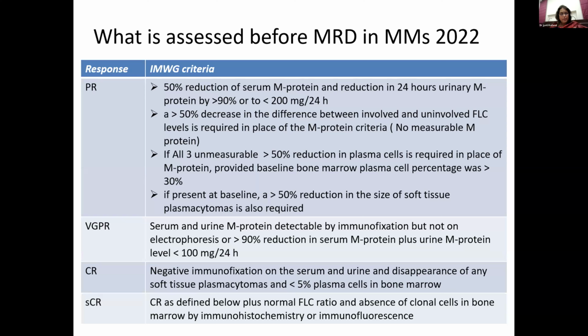So came in stringent CR, which said the free light chain ratio should be normal along with CR, and the bone marrow should not have clonal plasma cells. So how are you going to look for the clonal plasma cells? By immunohistochemistry or immunofluorescence. Now, anyone who does immunohistochemistry always knows how the background of kappa and lambda can cause problems. So that's why things evolved further.